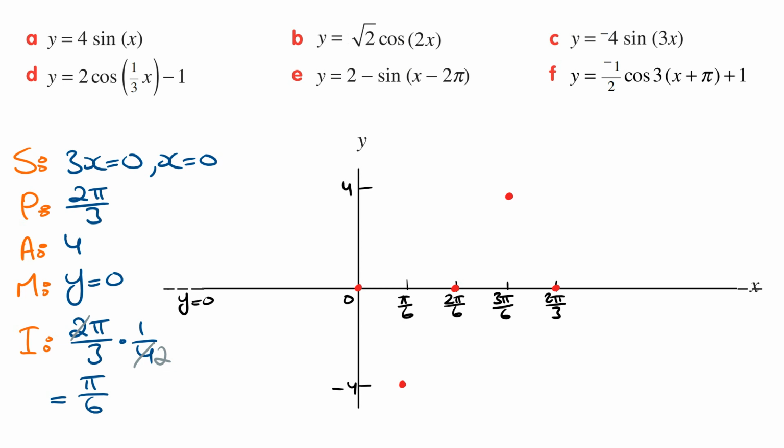Now that we have our points, all we do is just connect the dots and sketch the graph, giving us the graph of y equals minus 4 sine 3x.